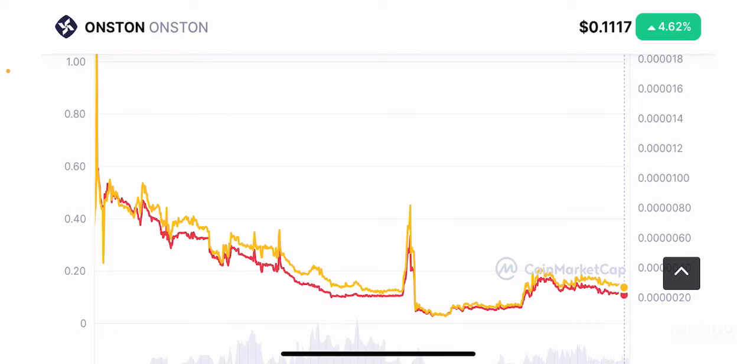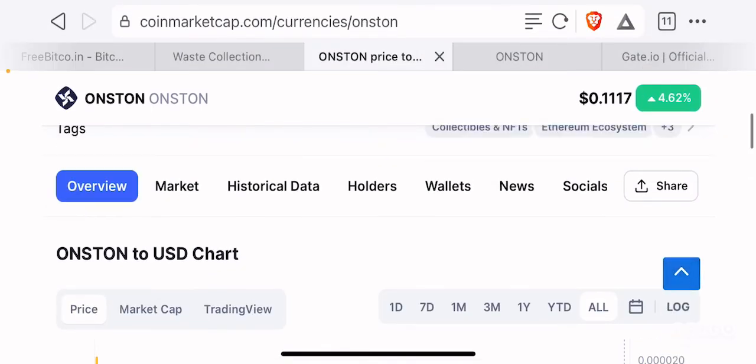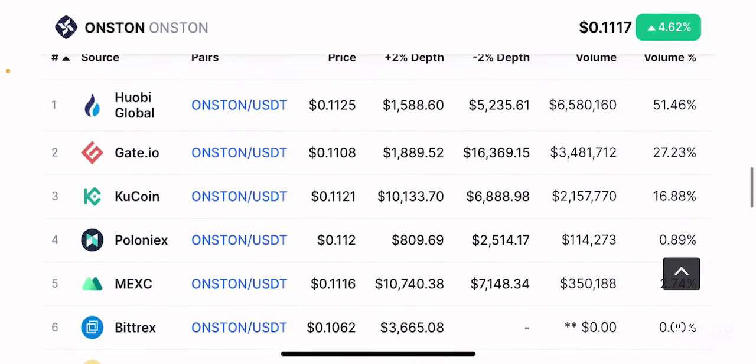When it comes to the markets itself, as we saw earlier, Gateio is one of the exchanges that has listed this token, apart from Huobi Global.